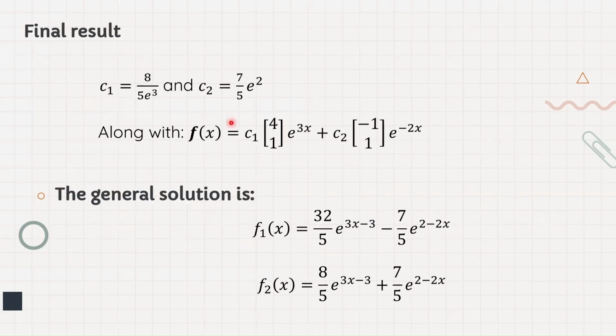And with the calculated c1 and c2 along with our f(x), the general solution for f1 is equal to c1 times 4 times e to the 3x, which will give us this, and then c2 times minus 1 times e to the minus 2x will give us this one. And the same for f2, c1 times 1 times e to the 3x will give us this, and c2 times 1 times e to the minus 2x will give us this.